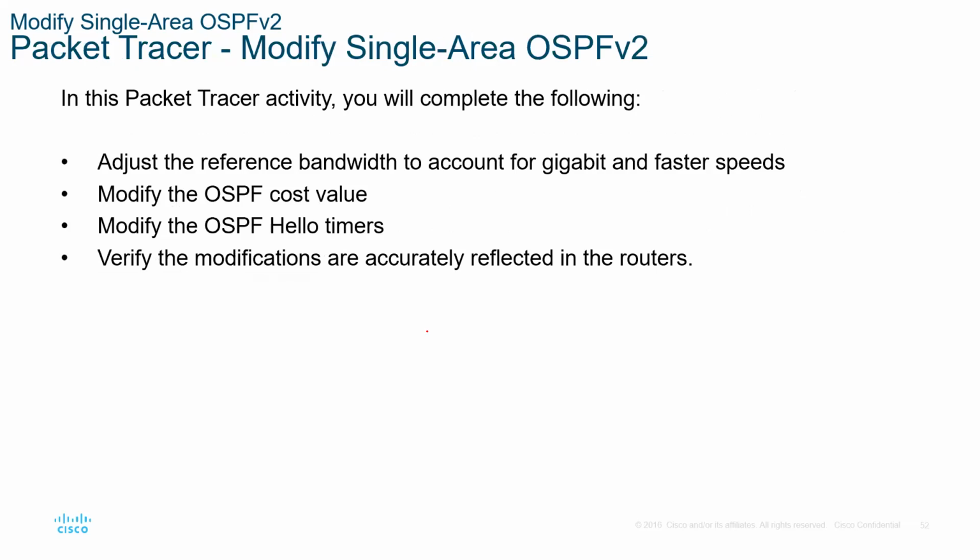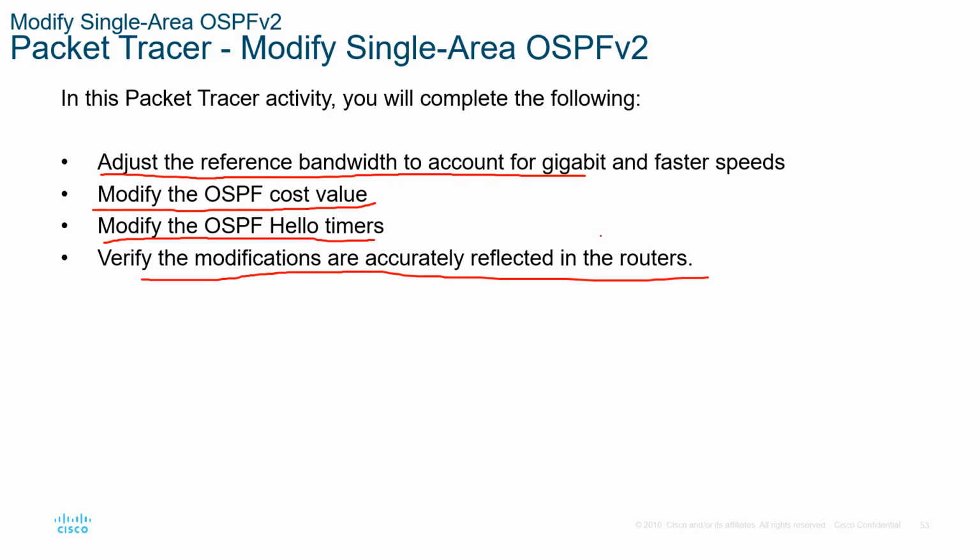Okay, so we have a Packet Tracer activity to do that. We are going to adjust the reference bandwidth, and then we will modify the OSPF cost values. Then we'll modify the OSPF hello times. Then we verify that the modifications are accurately reflected in the routes. Okay, so let's go into it.